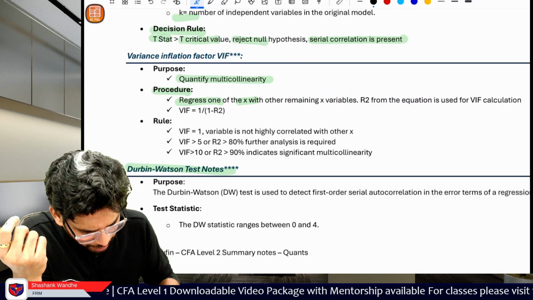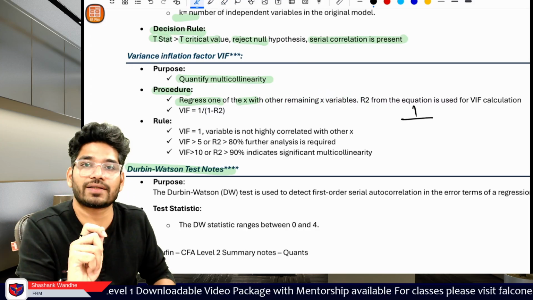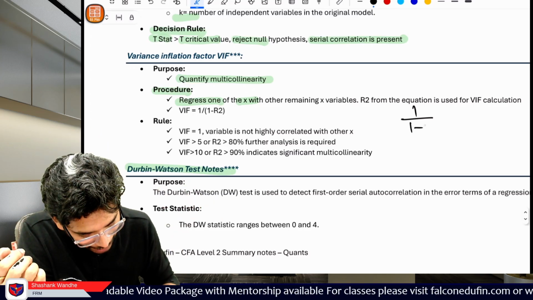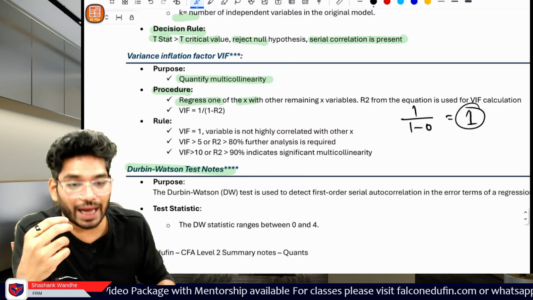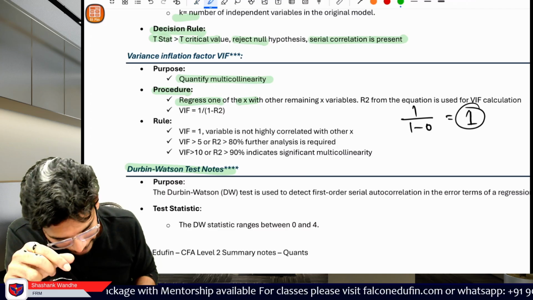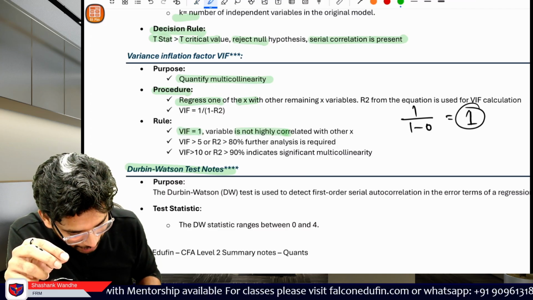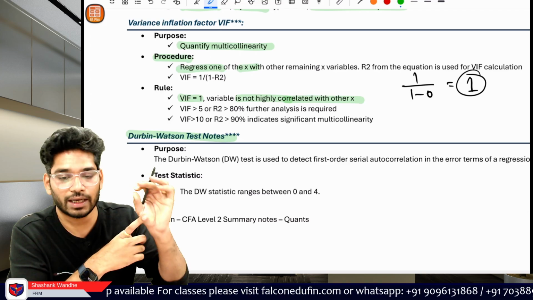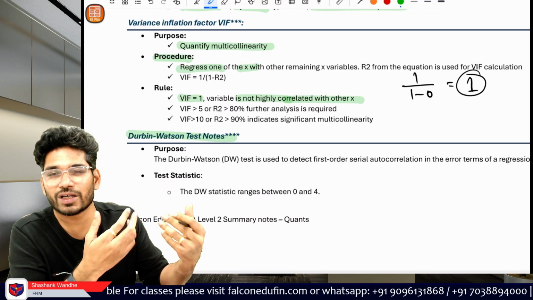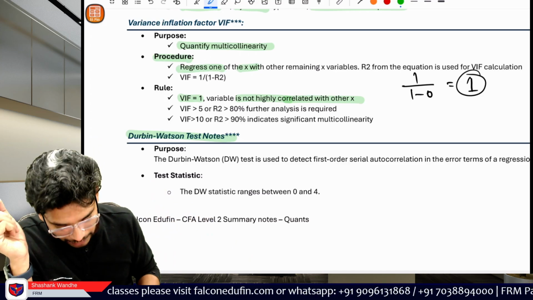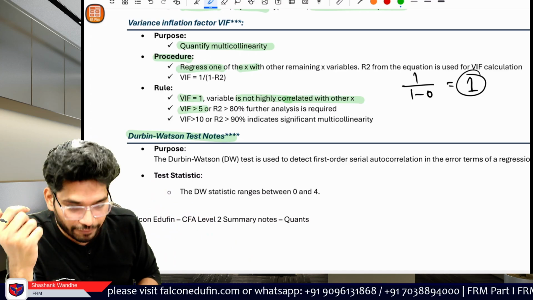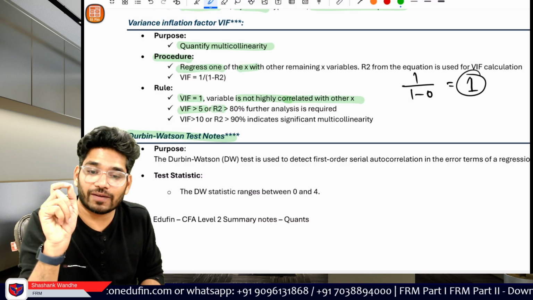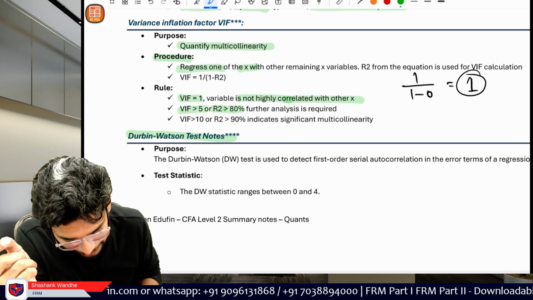VIF calculation is simple. One more thing: if R square is 0, this means x2 and x3 are unable to determine x1, so your final VIF will be 1. If VIF is equal to 1, the variable is not highly correlated with the other x variables. Remember this. I gave you this explanation because R square is very low or 0. If VIF is greater than 5, remember, VIF greater than 5 is the result of R square greater than 80%.